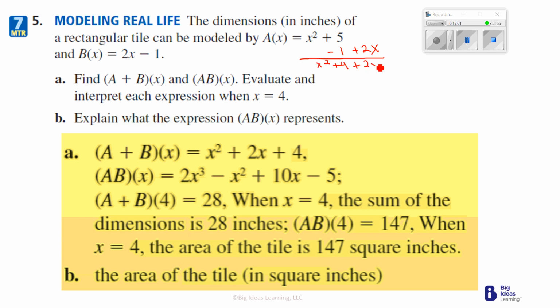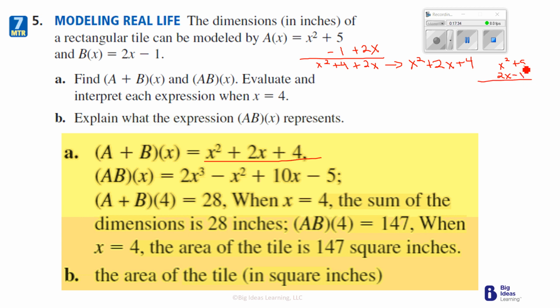Of course, we're going to put these in order. So we'd have x squared first, then plus 2x, and then plus 4. Now you can see where we got this one here. Now we're talking multiplication. Again, we're going to multiply these two together. So if I have x squared plus 5 and multiply it by 2x minus 1.